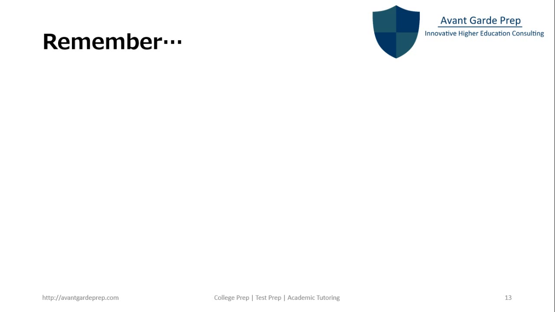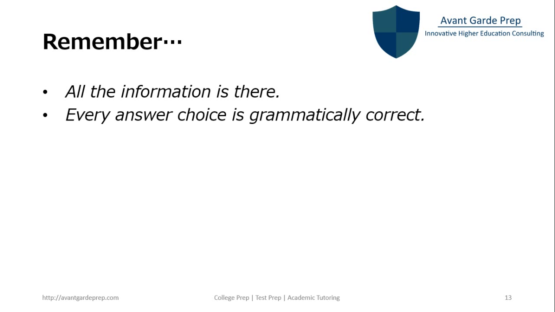Okay, a couple last things. Remember, all the information is there, so you can use the context of the sentence to figure out what the missing words mean. And that means you don't have to look at the answer choices first. Every answer choice is grammatically correct. If you're like me and you're a grammar guru, you might be disappointed that you can't count on grammar as a way to eliminate answers.